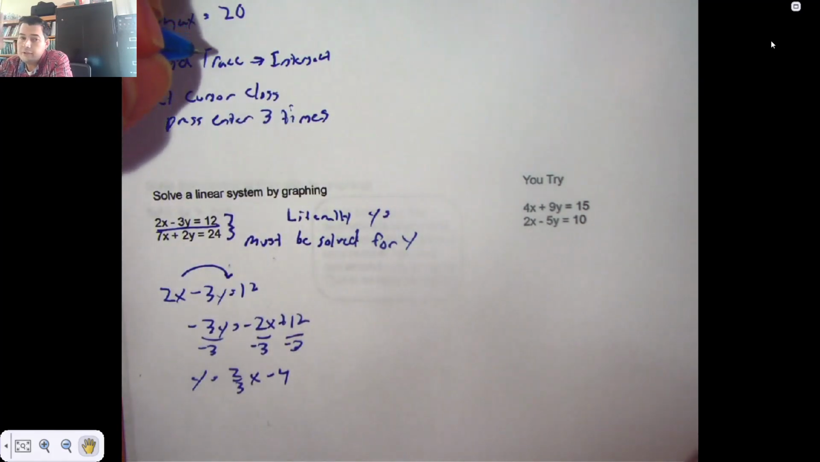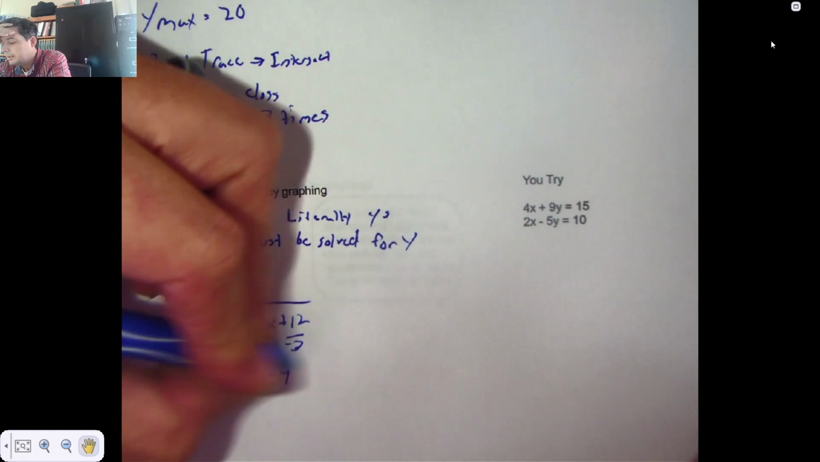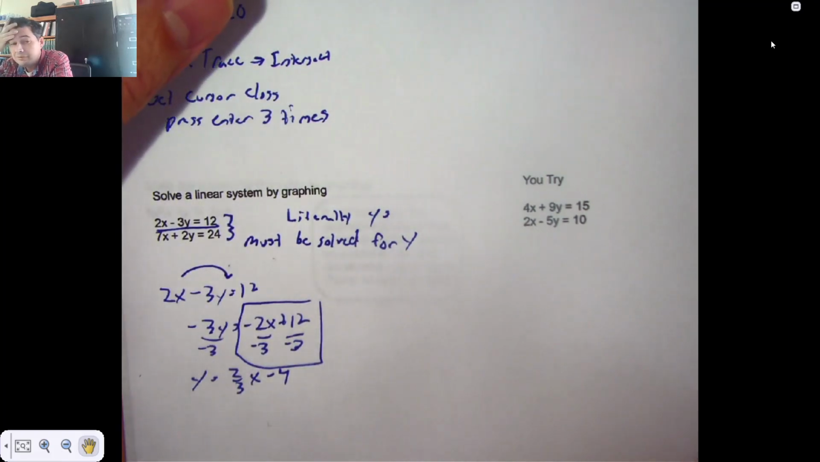Now, the truth is, if you're one of those kids who doesn't know what negative 2 over negative 3 is, or what 12 divided by negative 3 is, you can type it in. You can actually just throw this at the calculator. I'll judge you for it, but you'll get the answer right.